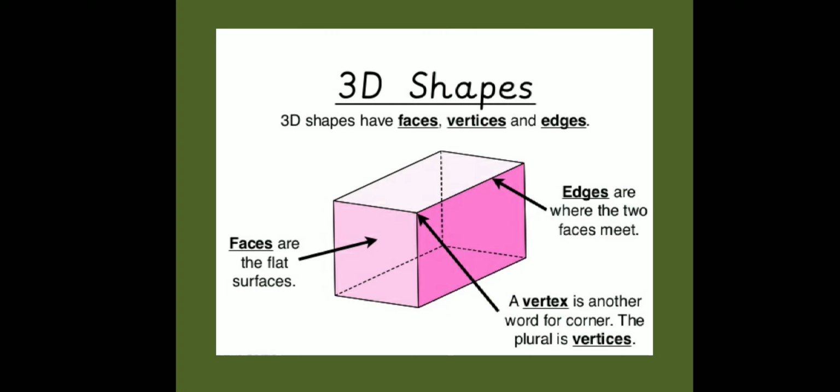Let us see in the figure here. Yes, the flat surface is called a face. The edge, you can see, is a line segment. Yes, that is an edge, and a vertex is a corner.